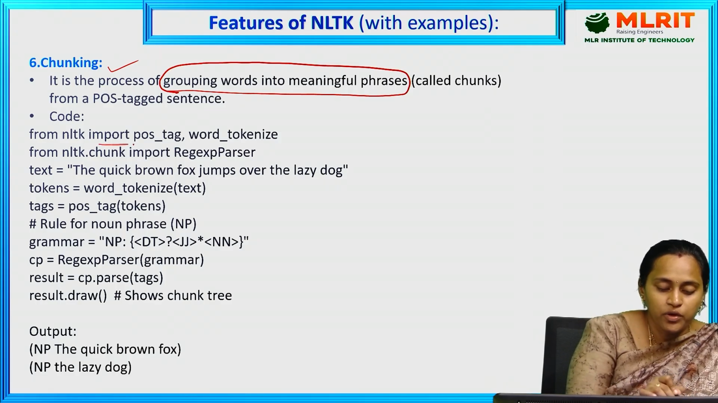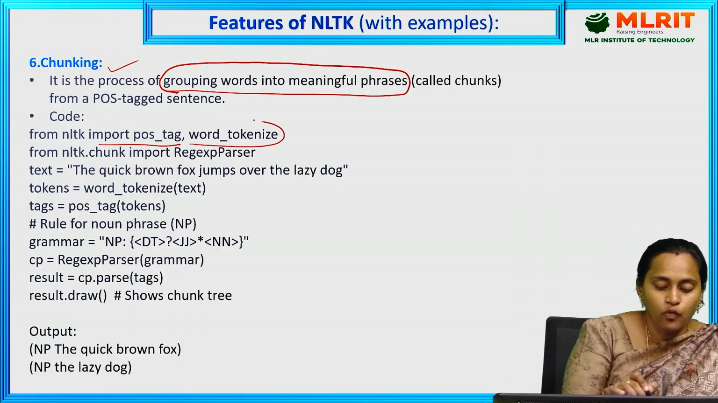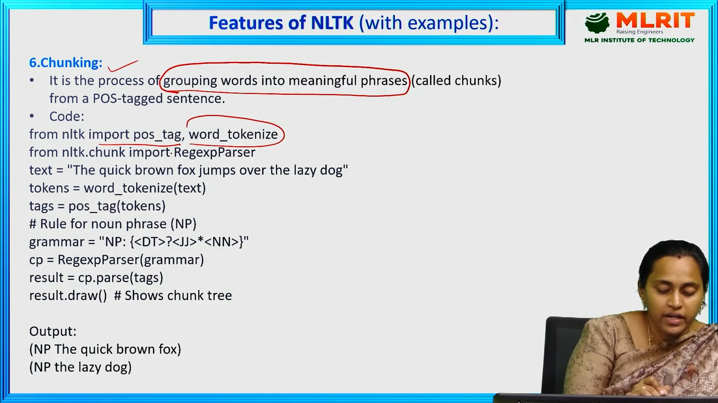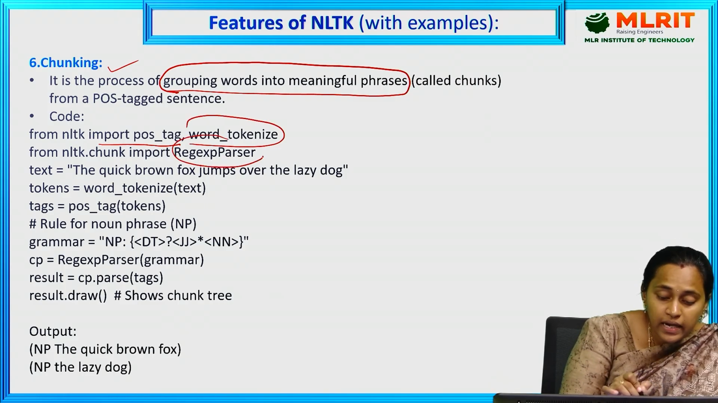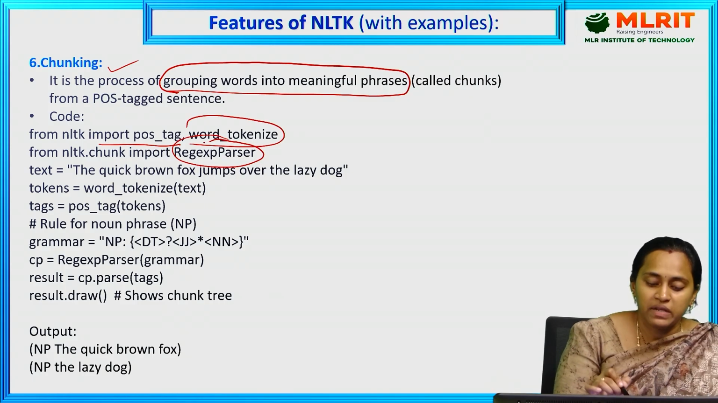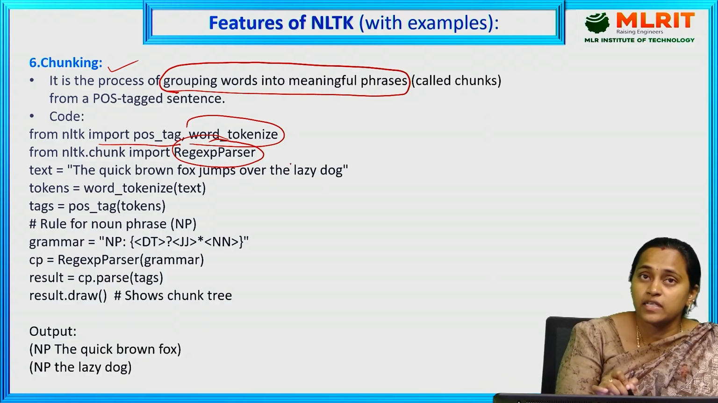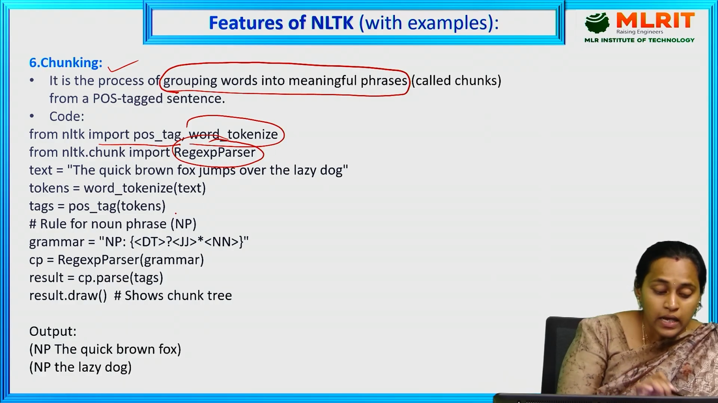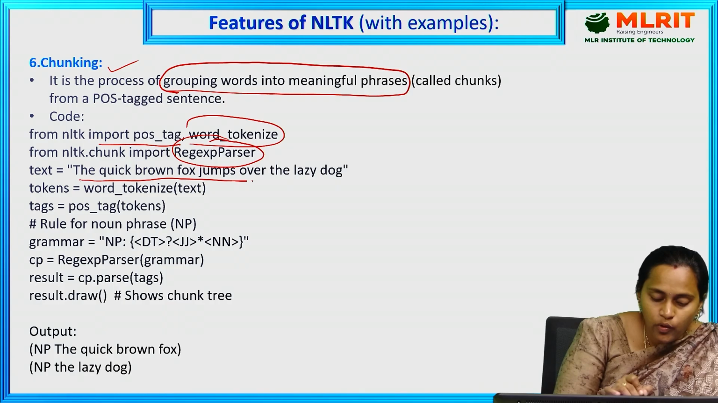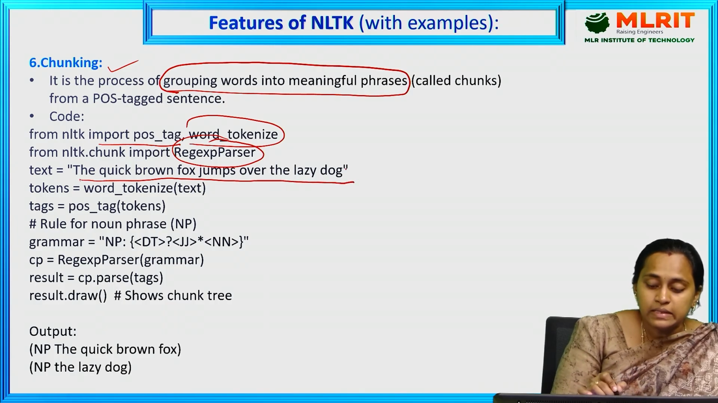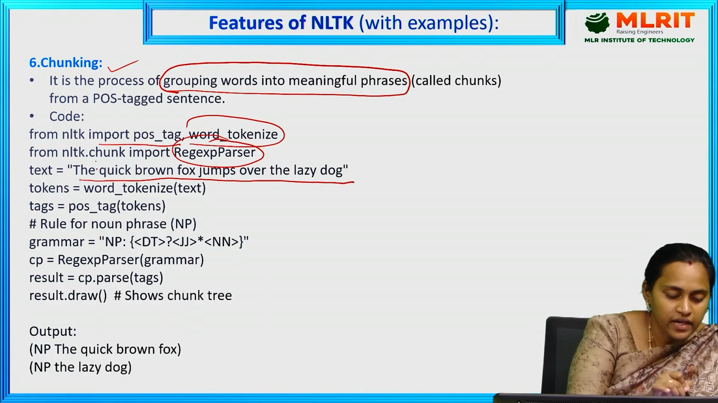Here I am using POS tags and tokenization. After tokenization, I am using the regular expression parser. In previous sessions, we discussed what a regular expression is and what parsing is, right? Here I am taking the text, the quick brown fox jumps over the lazy dog. This is a sentence. We have to divide the sentence into tokens.